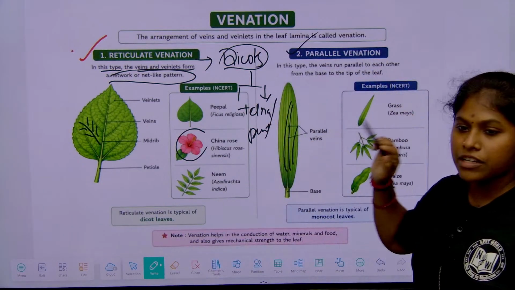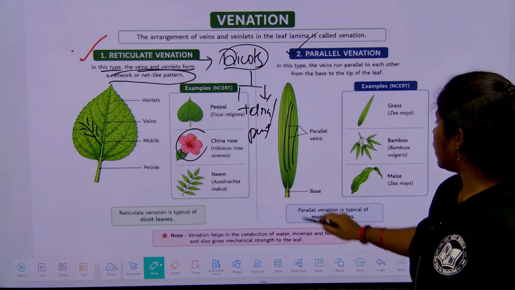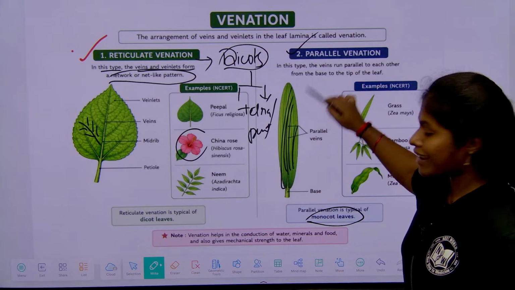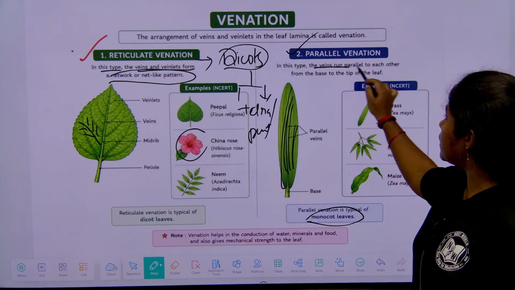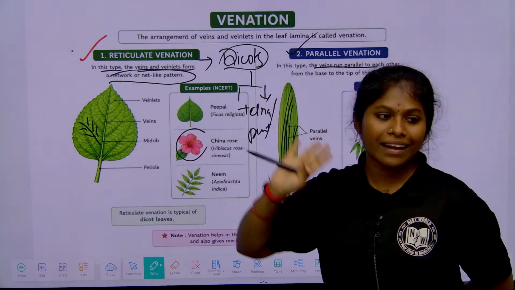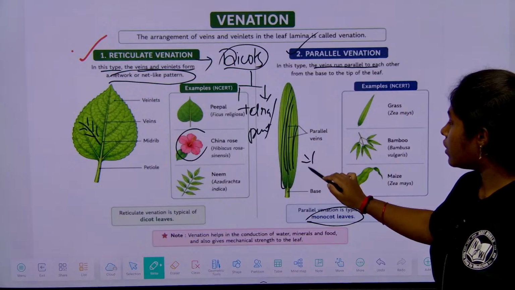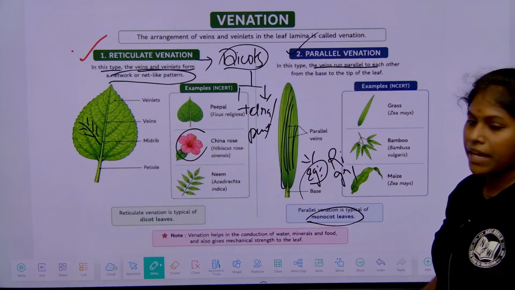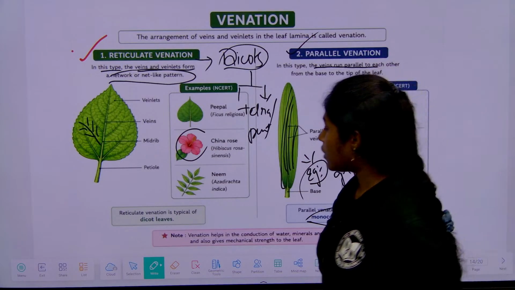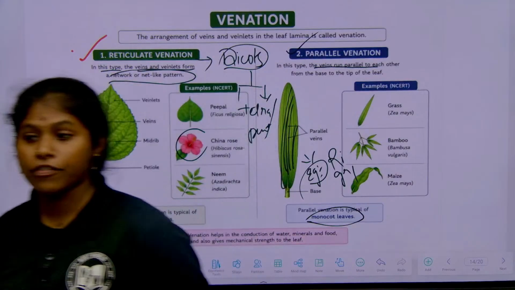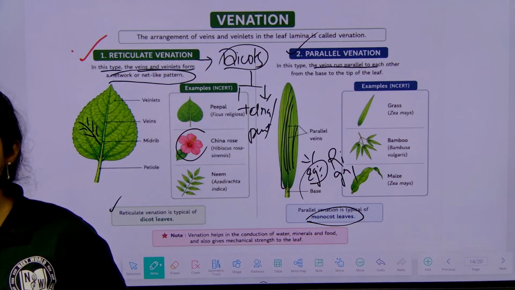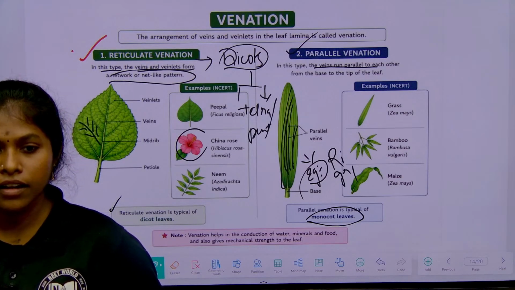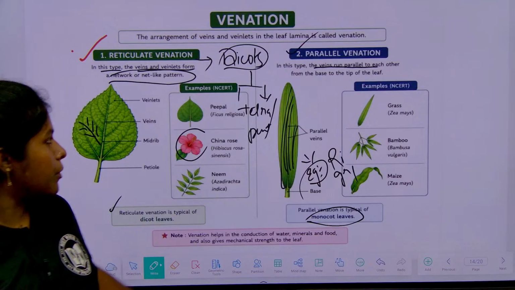Coming to parallel venation, it's mostly seen in monocot leaves. Here the arrangement is lines. In this venation the veins run parallelly. The best examples of monocots are rice, grass, maize. In reticulate venation, which type of flowers can we see? Mostly in dicots. In dicot plants, which flowers are mostly there? Tetramerous or pentamerous flowers.